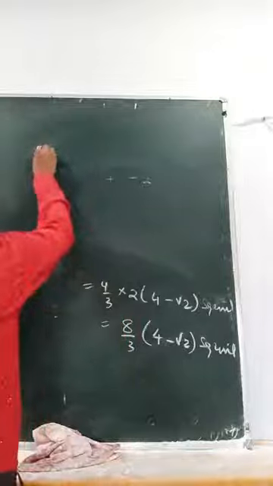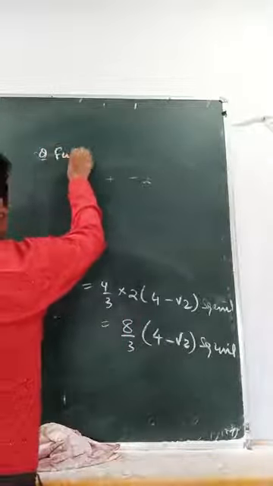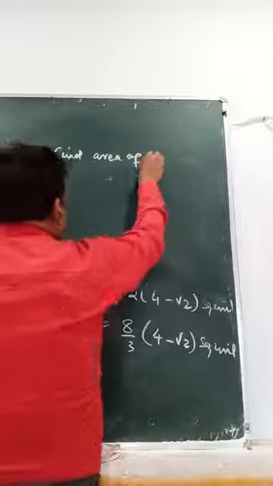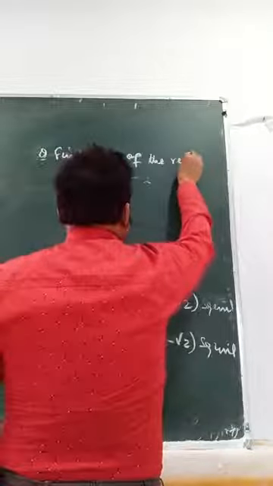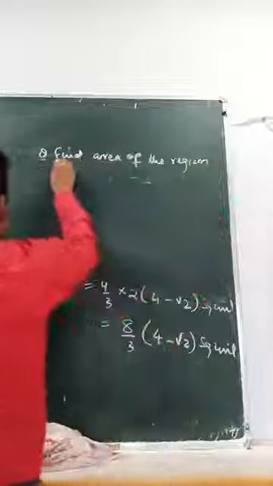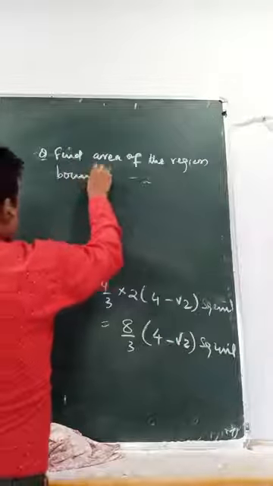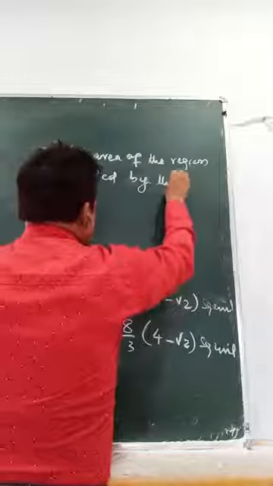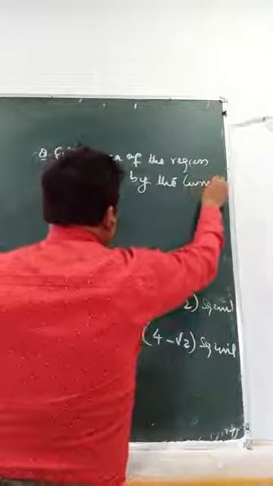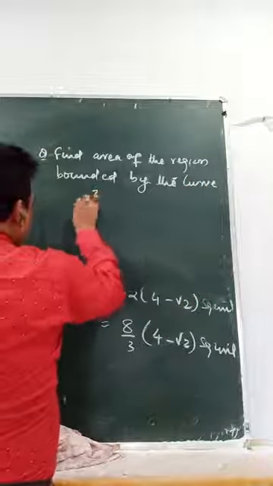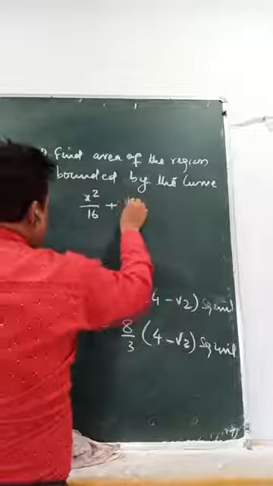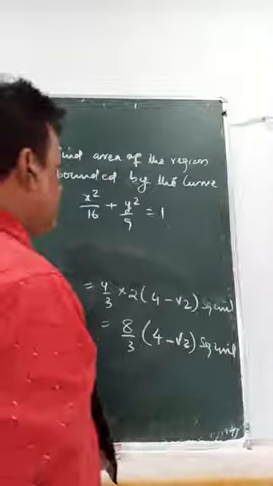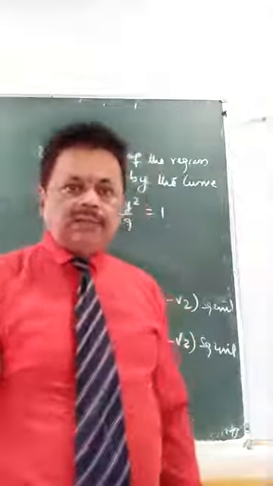Find the area of the region bounded by the curve x square by 16 plus y square by 9 equals 1. This is a question using integration.